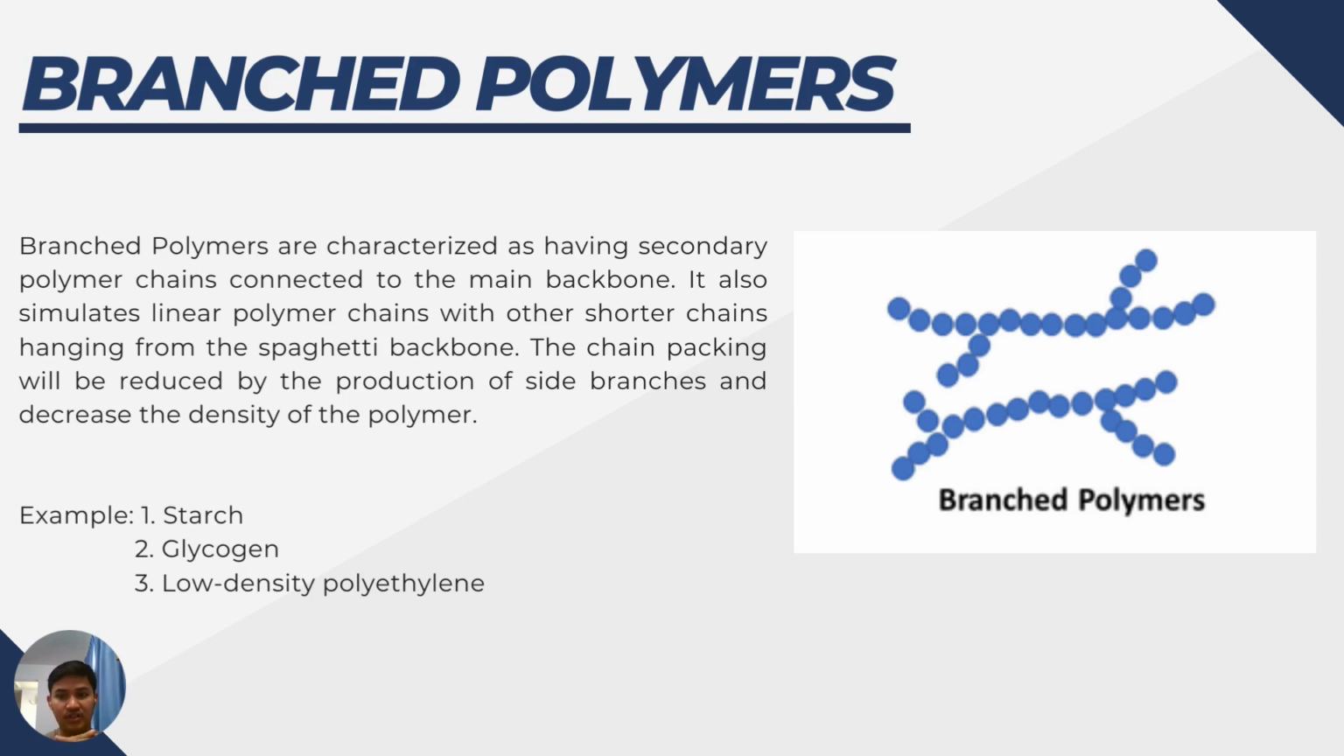The substituents in other polymer chains are composed of covalently bonded monomer units. These side chains can be either short chains or long chains, and the chain's packing will be reduced by the production of side branches, which decreases the density of the polymer. Examples are starch, glycogen, and low density polyethylene.